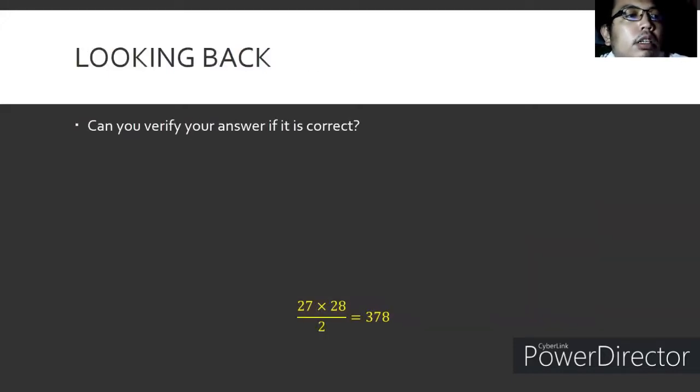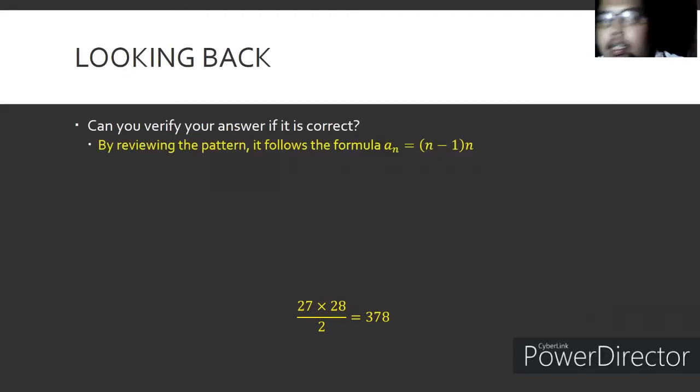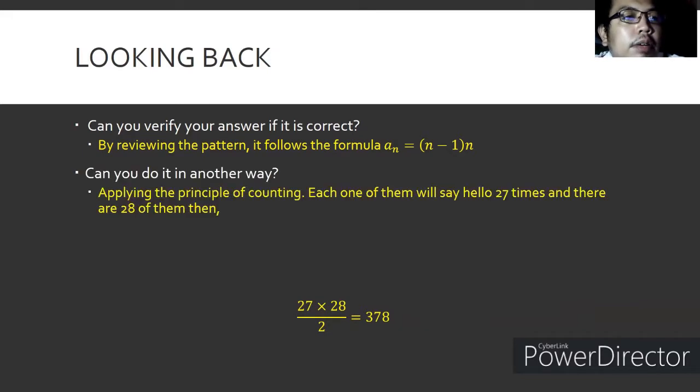Okay, so let's go to looking back. Can you verify if the answer is correct? By reviewing the pattern, it follows the formula a sub n equals n minus 1 times n, no? Can you do it in another way? Another way of solving this is to apply the principles of counting. Since each one of them will say hello 27 times and there are 28 of them, they will be 27 times 28, which is equal to 756 hellos.